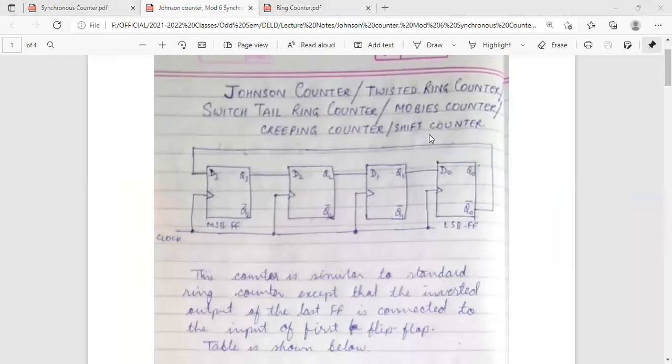Sir, the clock is the same in all? Yes, the clock is the same, as it is a synchronous counter. This clock shows that it is a synchronous counter. What is another thing you are observing? Which type of flip-flop is used here? D flip-flop. Yes, here a D flip-flop is used.